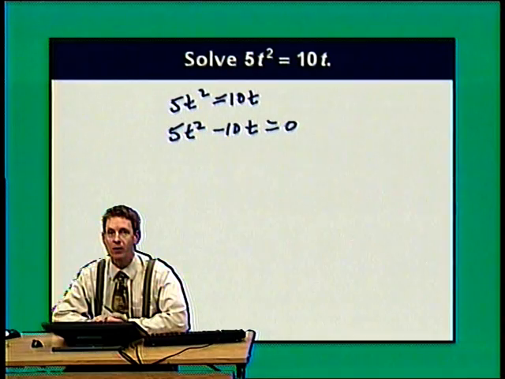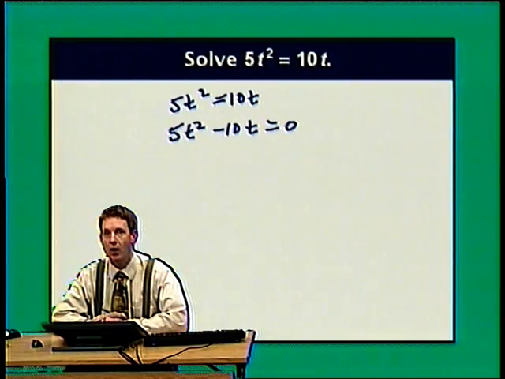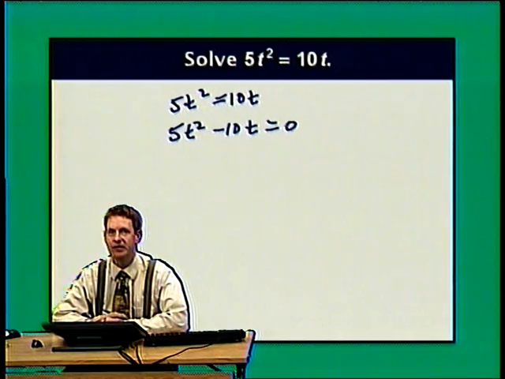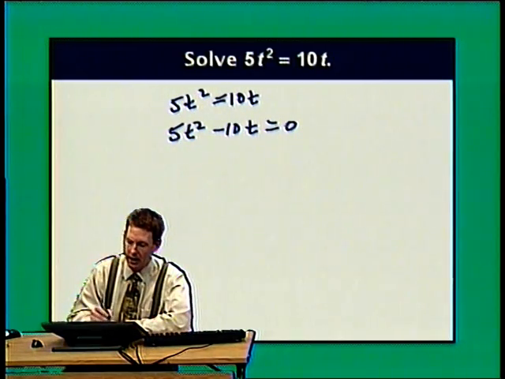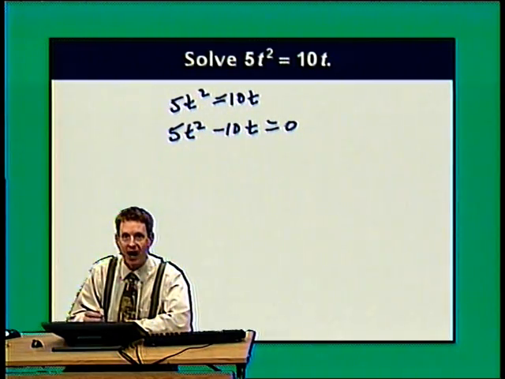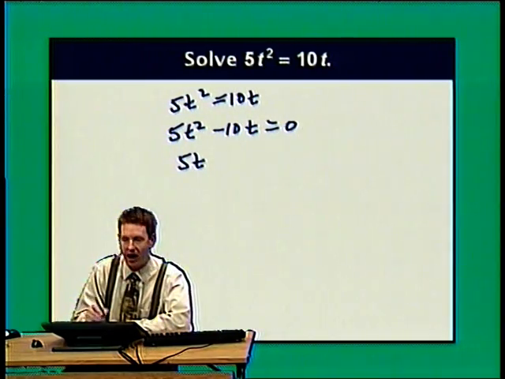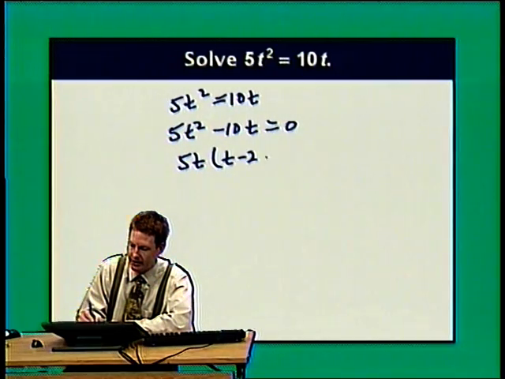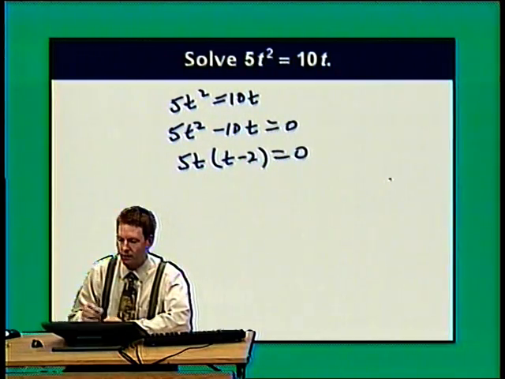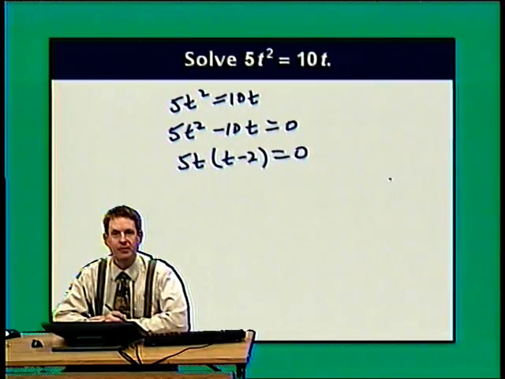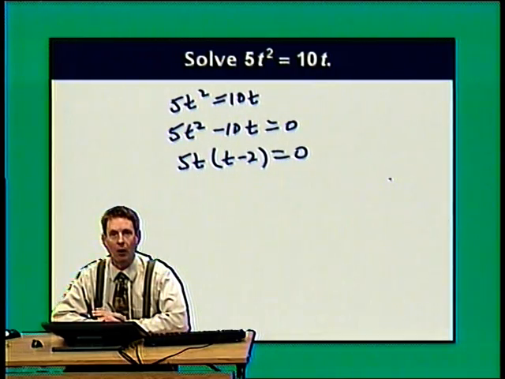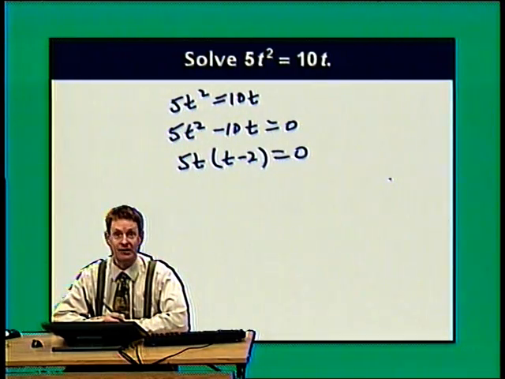Now that I have 0 on one side of the equation, I want to factor the non-zero side of the equation so that I can use the zero product principle. I see common factors of 5 and t in both of the terms on the left. When I factor out 5t from the left, I leave behind t minus 2. So 5t times t minus 2 has to equal 0. One of the factors on the left has to equal 0.